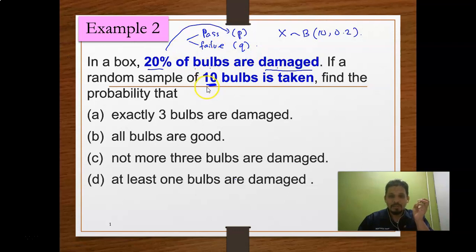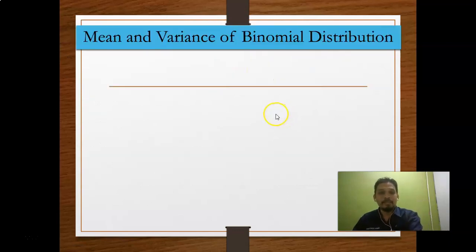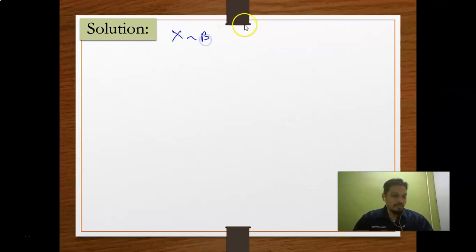So please understand the question carefully. In this case it's not that pass means the things are in good condition. P is based on the topic here, 20% of bulbs are damaged. So now X is binomially distributed, the number of trials is 10 bulbs and 0.2, the bulb being damaged as a success. So P equal to 0.2, then Q equal to 1 minus 0.2, which is equal to 0.8.